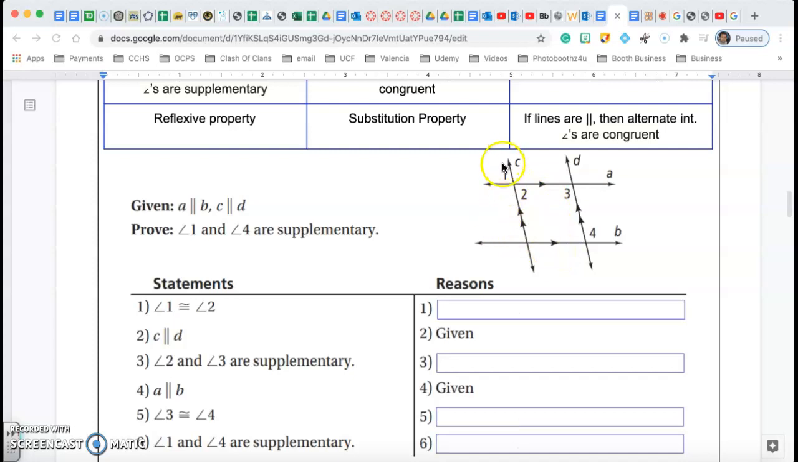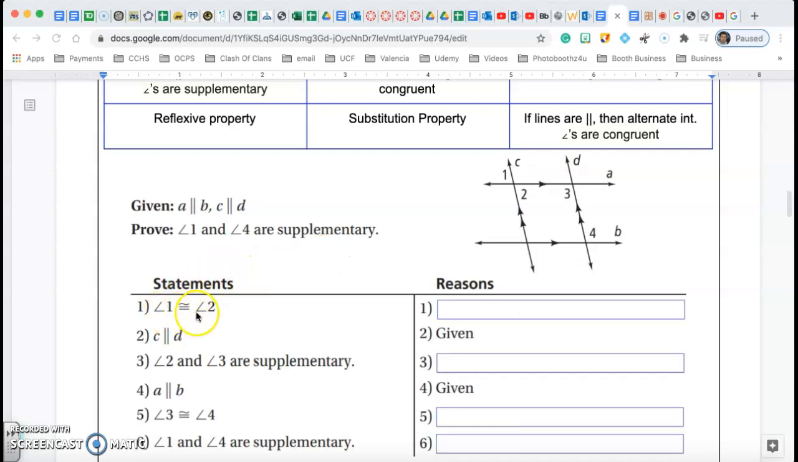Look at line C and line D. It has 2 arrows, 2 arrows. They're parallel as well, and they're giving me here, line C is parallel to line D. What do I need to prove? I need to prove that angle 1 and angle 4 are supplementary, which means if I add them, I get 180. All proofs are done one step at a time.